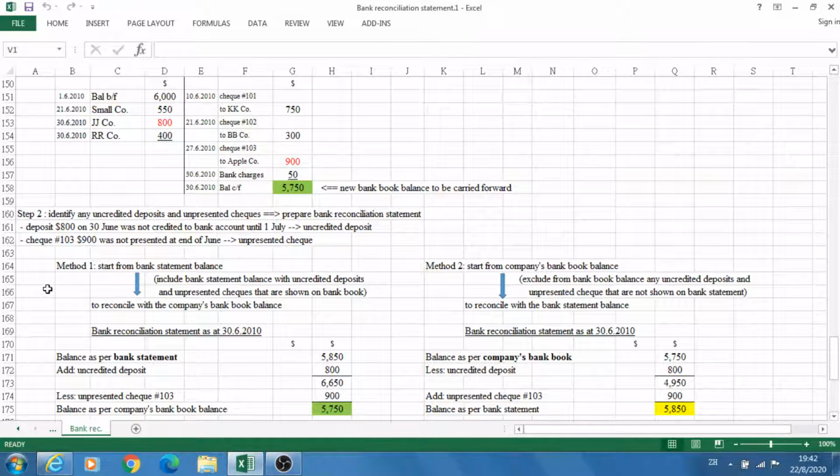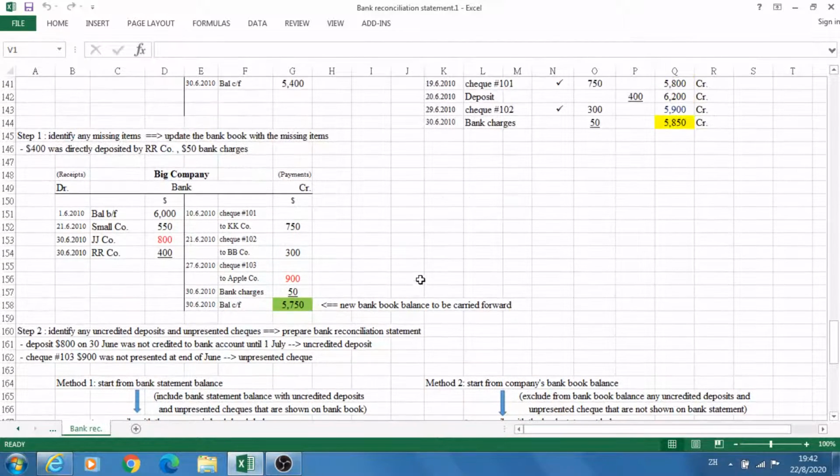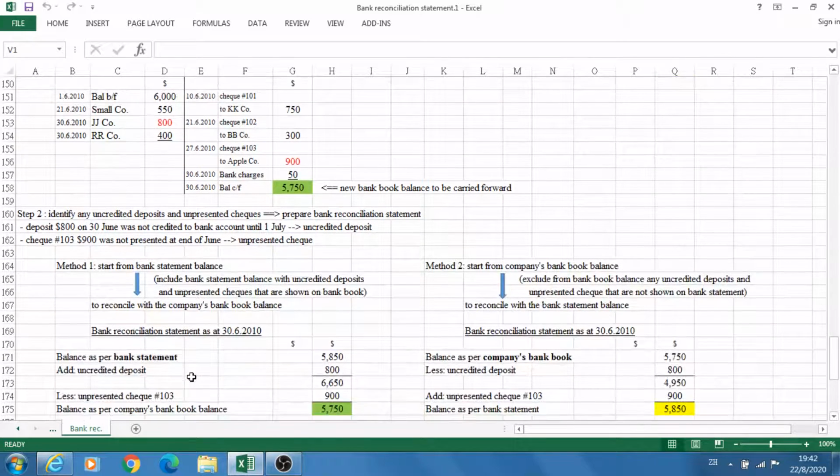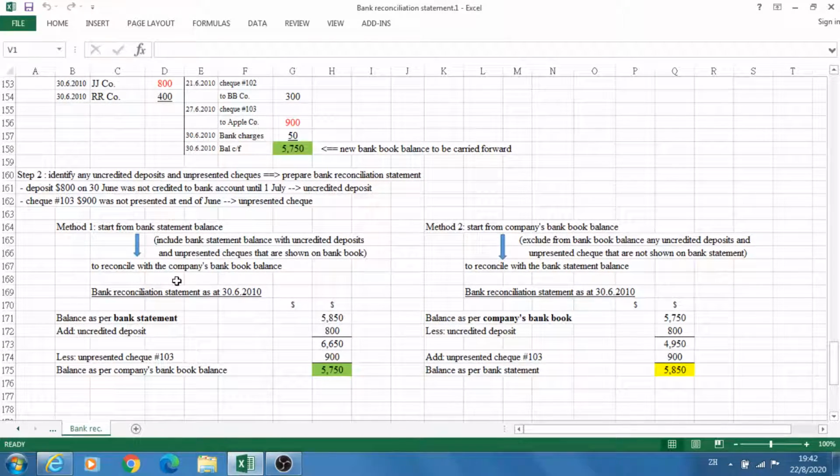There are 2 methods for preparing bank reconciliation statement. Method 1. Start from bank statement balance. Include in the bank statement balance the uncredited deposits and unpresented checks that are shown on bank book. So start from the bank statement balance, include these uncredited deposits and unpresented check to reconcile with the company's bank book balance.